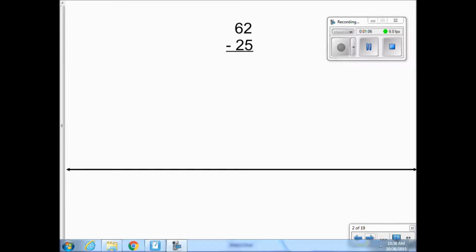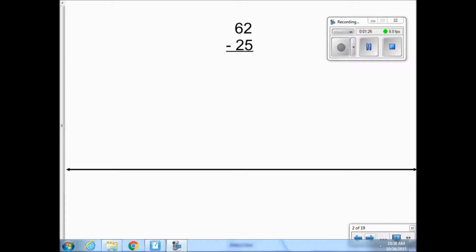We're going to start today with this problem. 62 minus 25. Here's your first new thing. I'm going to model this one for you. That's why I've asked you not to mess with your iPad. Do not mess with your iPad. I'm modeling the first one just like I always do. So here we go. 62 minus 25.